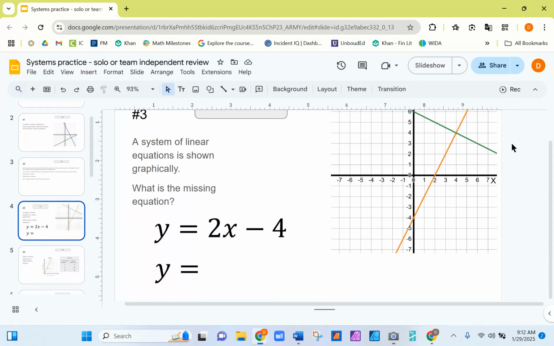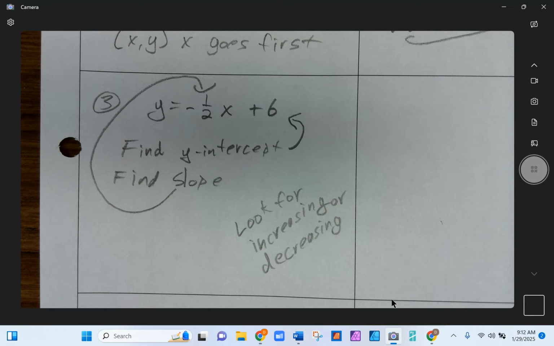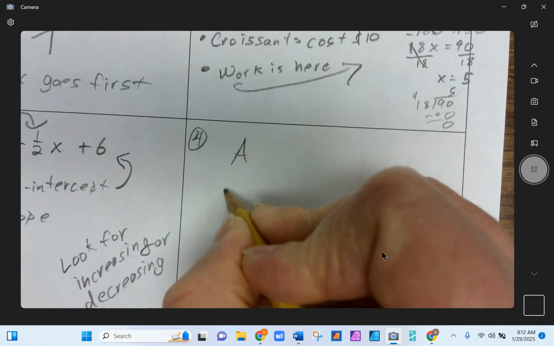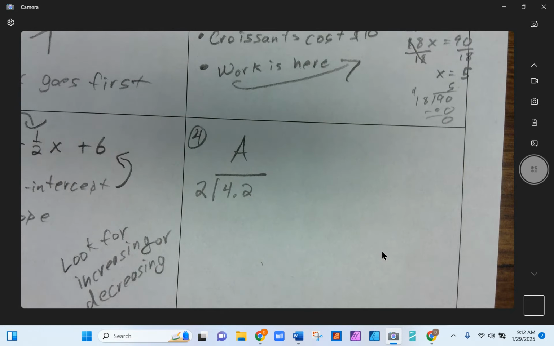Okay, when we kick over to number 4, which of these stores has a better deal for apples? So we've got store A, 2 pounds of apples costs $4.20. And then for this one, we've got this chart right here with the pricing. So when I go over to showing my work, store A is 4.2, and I'm going to divide 2 into it to figure out the unit rate.